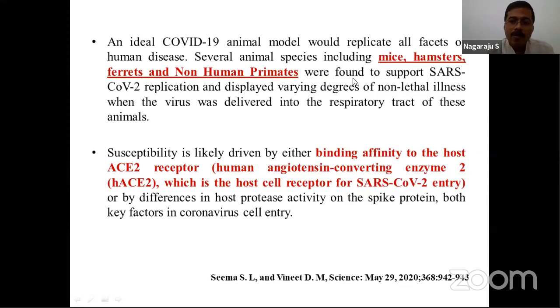Now, the animal model should be such that it has an ACE2 receptor similar to that of humans, the human angiotensin converting enzyme 2 receptor, and it should have an acceptance for this COVID-19 virus. So the COVID-19 virus has to go inside and be accepted by ACE2 receptors similar to those of humans.